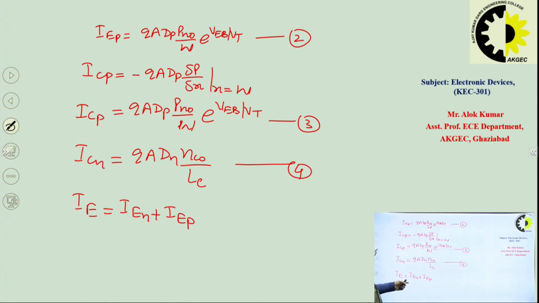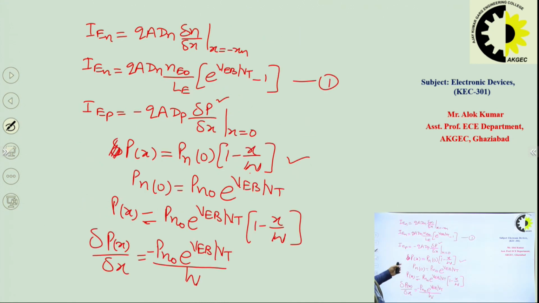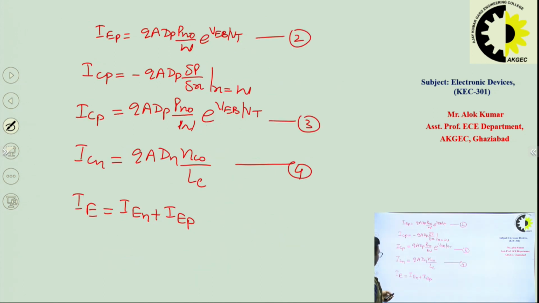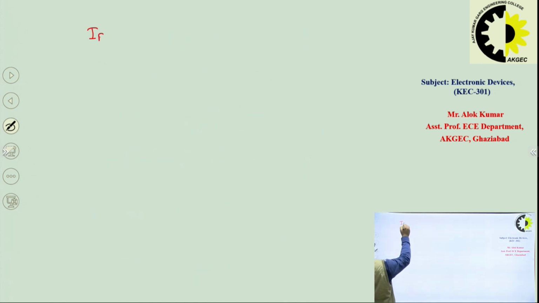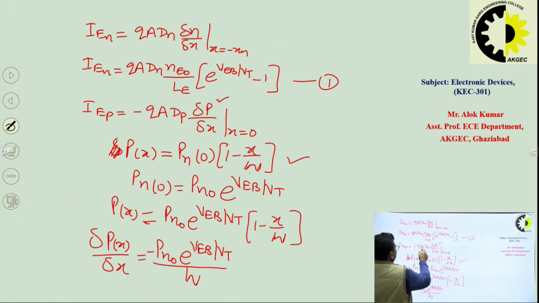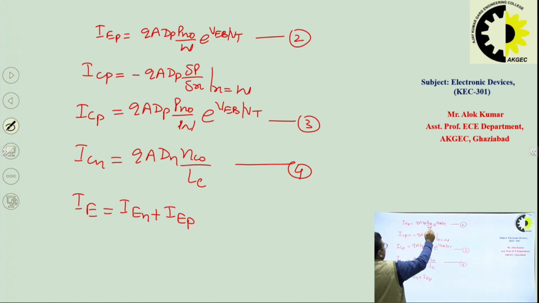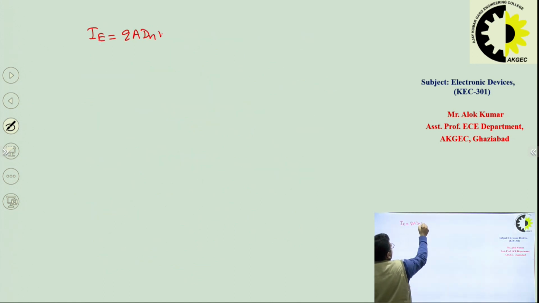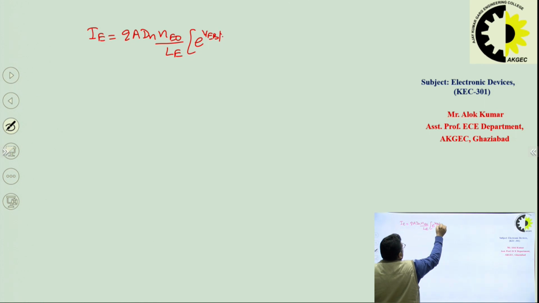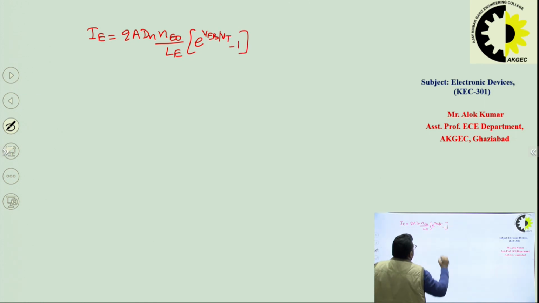So from equation number 1 we have the value of IEN. From equation number 2 we can put the value of IEP here. So if I put the values, then from equation 1, IE will be equal to Q into A into dN into NE naught upon LE into e to the power VEB upon VT minus 1, right?